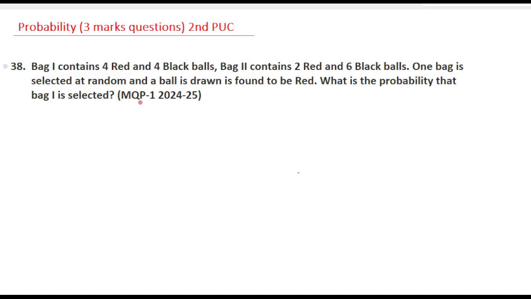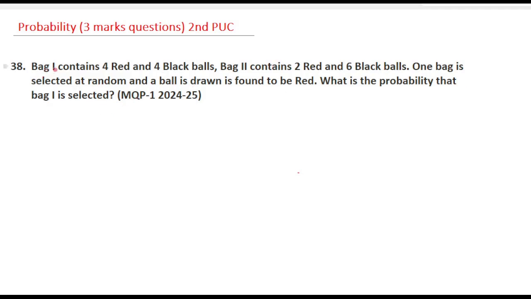This question is taken from the Model Paper 1 of 2024-25 second PUC. Question reads like this. Bag 1 contains 4 red and 4 black balls. Bag 2 contains 2 red and 6 black balls. One bag is selected at random and a ball is drawn and found to be red. What is the probability that bag 1 is selected?